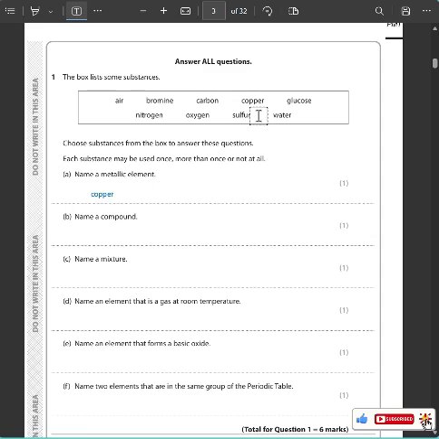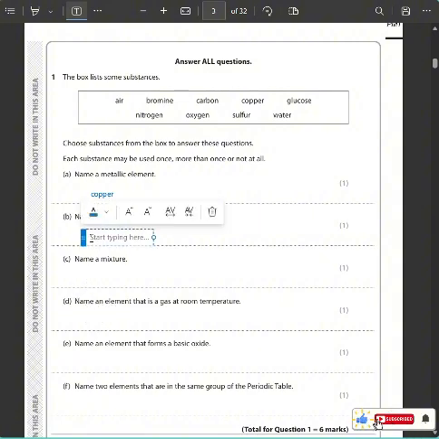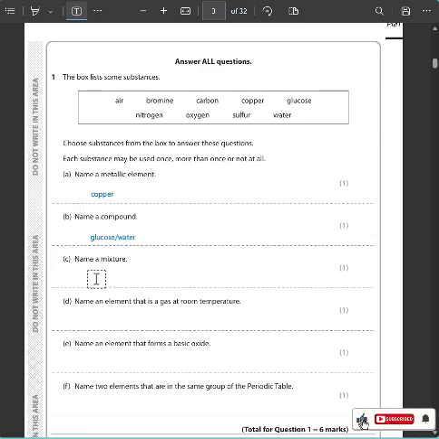Oxygen, not. Sulfur is not. And water is a compound, it's chemically bonded. It's made by covalent bonds of hydrogen and oxygen. That's why we can write glucose, and also water. Okay, the next question: name a mixture. As I said, there is one mixture, and it's air, because it is made up of different types of gases.